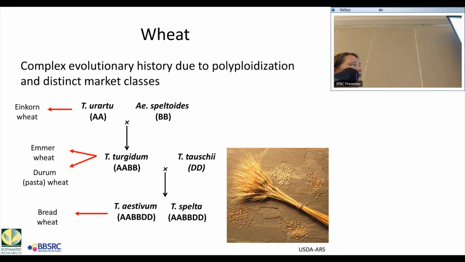And each of these has a different market class today. Einkorn wheat is supposedly healthier for you because it has less protein and causes less of the reaction to the glutens and the different proteins, celiac disease, I guess. And then the tetraploid wheats are the emmer wheats and the durum wheats. Durum wheats make all the pasta that we love today. And then, of course, the hexaploid wheat is what we know as the bread wheat today.